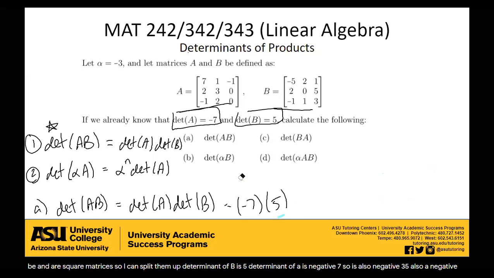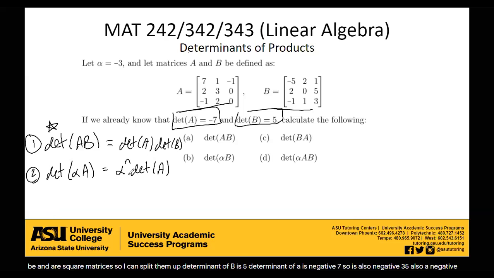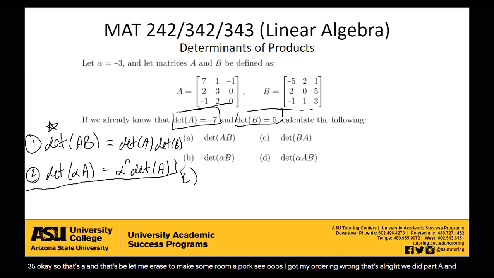Let me erase to make some room. There we go. So looking at part C, oops, I got my ordering wrong. That's all right. We did part A and part B. So now we're doing part C. That's all right. So the determinant of alpha times B.